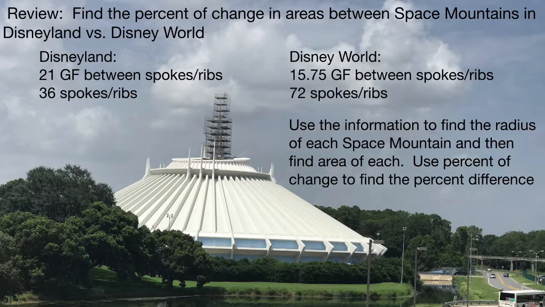So here's what we came up with. In Disneyland, there were 21 Grieser feet between each spoke or rib of the roof of Space Mountain, and there were 36 total ribs in the roof. In Disney World, there were 15.75 Grieser feet between the ribs and 72 total ribs. So this information can be used to find the radius of each Space Mountain, and once you have the radius, you can find the area. And then I challenge you to go ahead and find the percent of change between those two areas.